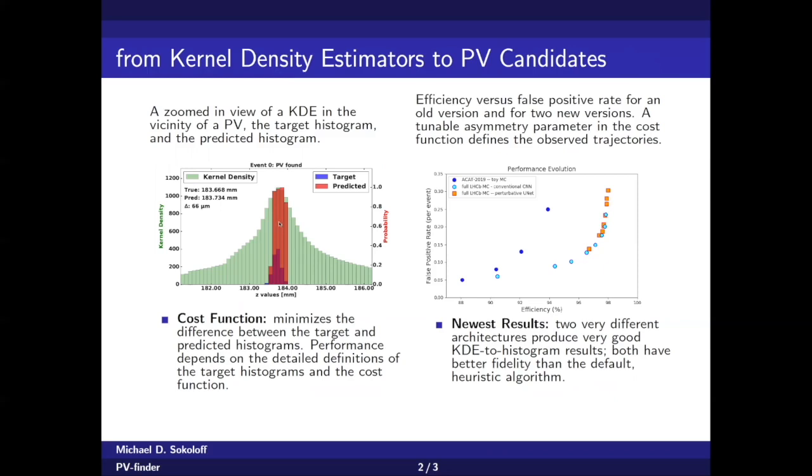We have several algorithms which do this with very different architectures. The most recent two are shown as cyan circles and as orange squares. The efficiency of the algorithm is shown on the horizontal axis in the plot on the right, and the false positive rate on the left. The position on this is defined by this asymmetry parameter in the cost function. And what we know is that both of these algorithms produce better results than the default heuristic algorithms used by LHCb.